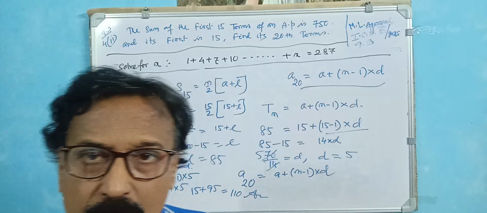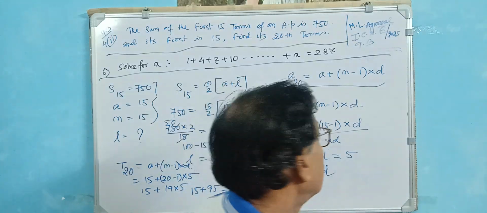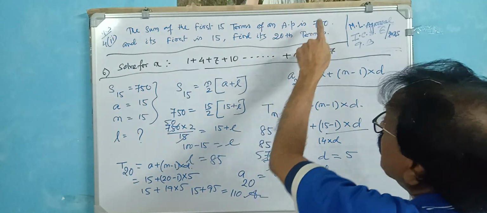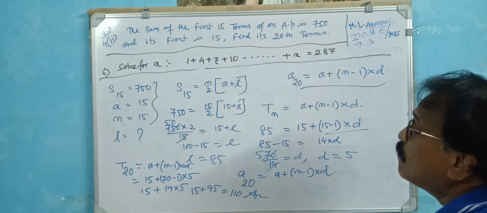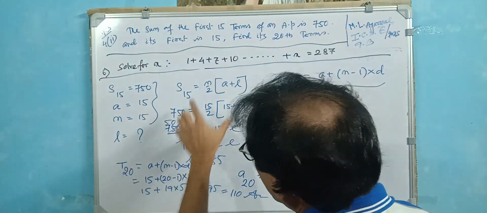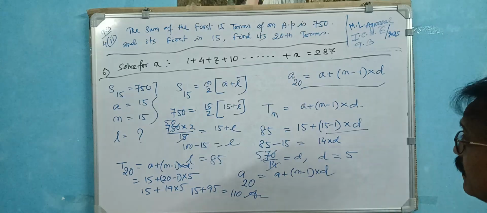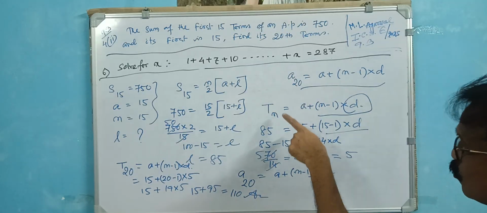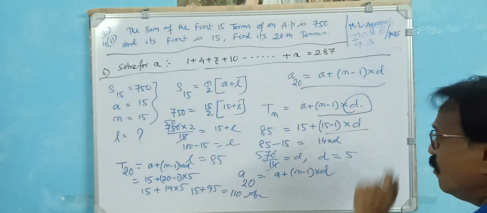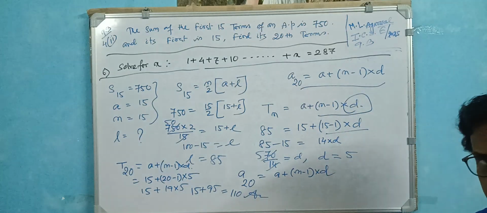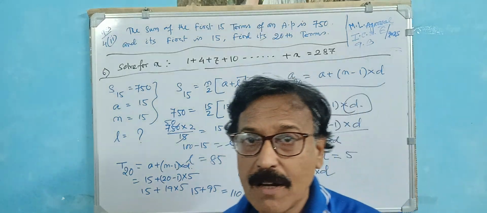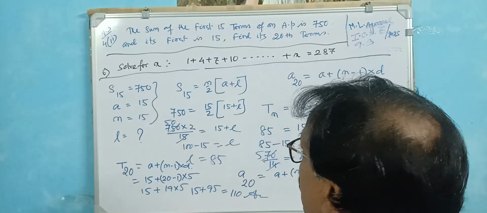Is that clear? The first term, there are 15 terms. This is very important. This is the sum of the total, S15. This is a, this is n. L you find out from there. Your target is to find d. You know T20, a, and n, but you don't know the value of d. If you solve this, you get the value of d. In this way. Okay?